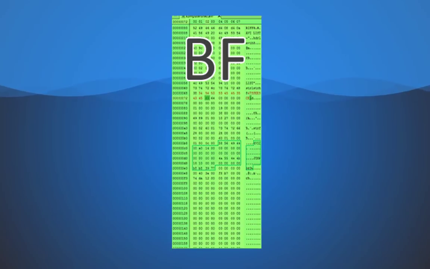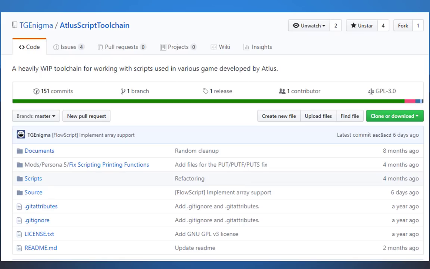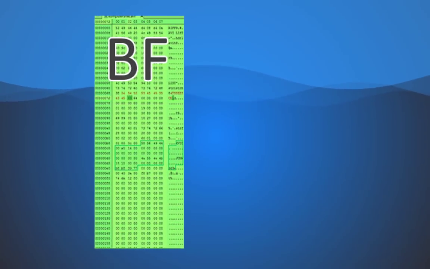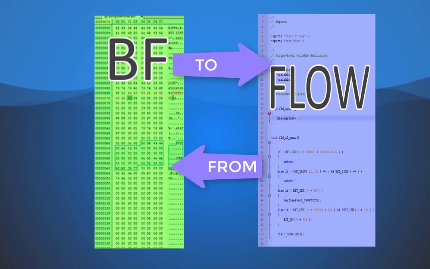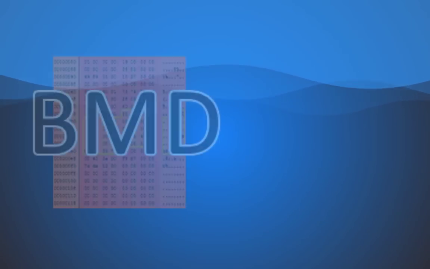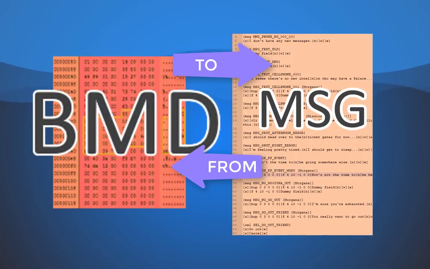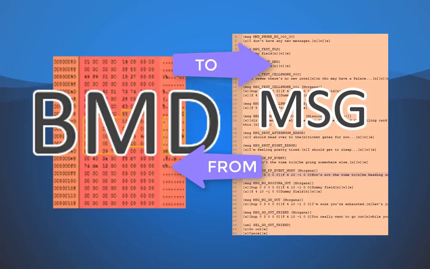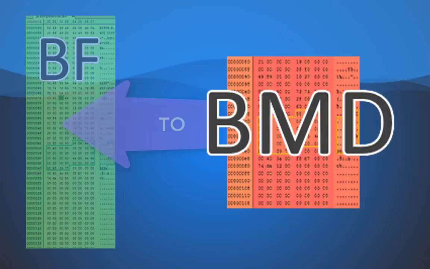That's when TGE stepped up to the plate and developed the Atlus Script Compiler. This program can convert to and from BF files using a unique scripting language called FlowScript. From extensive research of these binaries, he was able to reconstruct how the original Atlus scripts would have worked. This program can also convert BMD files to a format dubbed message script, which you can edit freely and then recompile back into the BF script it came from.